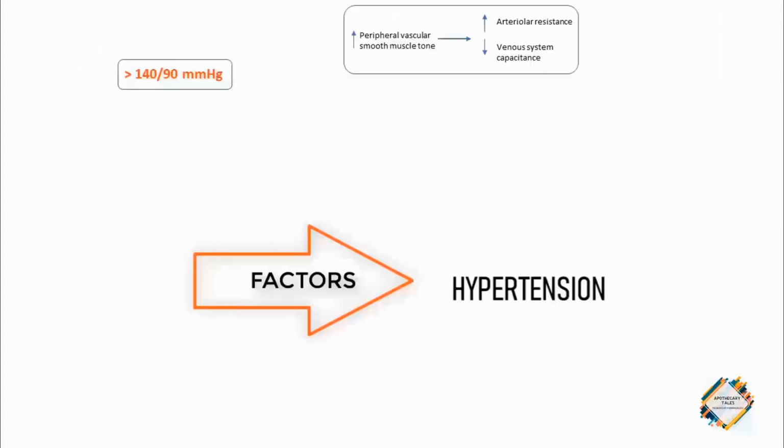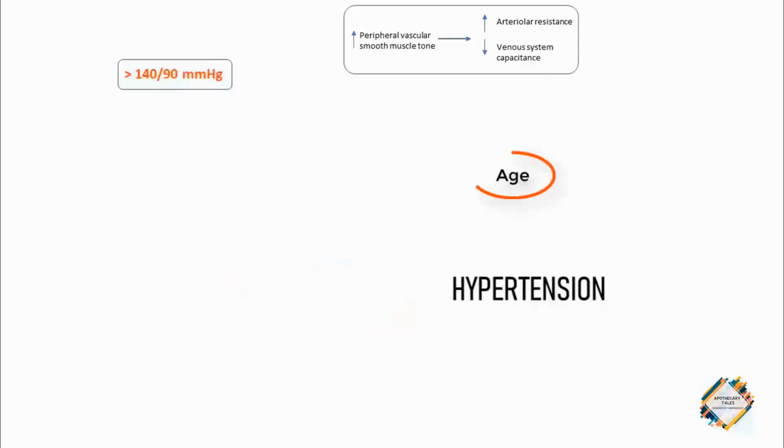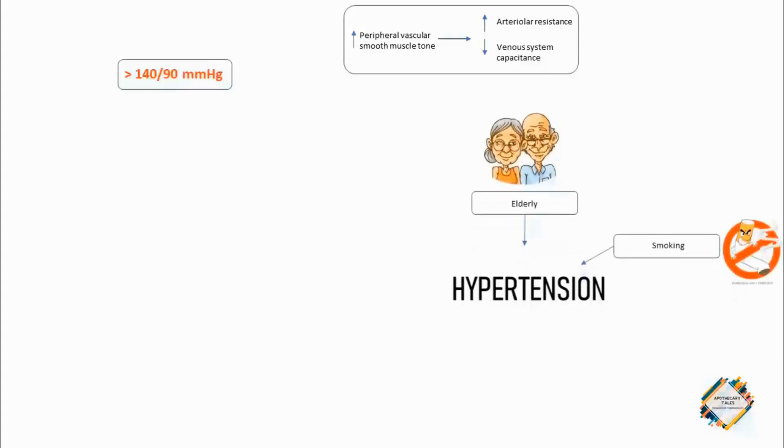Next, what are the factors responsible for causing hypertension? Let's look into that. Age is one important factor. That is, as the age increases, the chance of developing hypertension is also high. The most commonly affected population is the elderly population. Next factor is smoking. Yes, smoking is injurious to health. Similarly, smoking is one main factor for causing hypertension. Next, we have the comorbid conditions. That is, a person who has diabetes, any kind of disability, or an obese patient is much more prone to develop hypertension compared to the normal population.